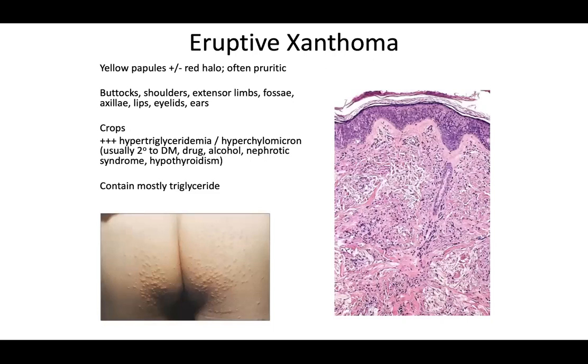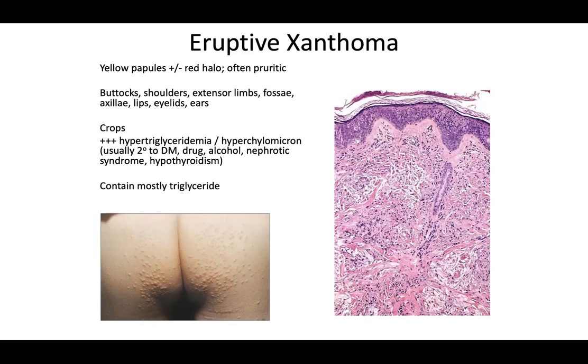Jumping into eruptive xanthoma, clinically, you'll have yellow papules with or without a red halo. They're often pruritic. They can show up on the buttocks, the shoulders, the extensor limbs, fossa, the axilla, lips, eyelids, ears. They show up in crops in the setting of hypertriglyceridemia and hyperchylomicronemia. These can be secondary to diabetes, drug intake, alcohol, nephrotic syndrome, or hypothyroidism.